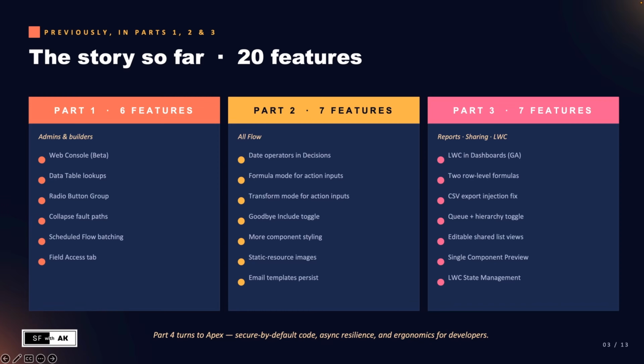Then there are 2 features which went GA, single component preview and LWC state management. These 8 features make the total count 28. All the 3 earlier videos are linked in the description. Let's get into part 4 now.